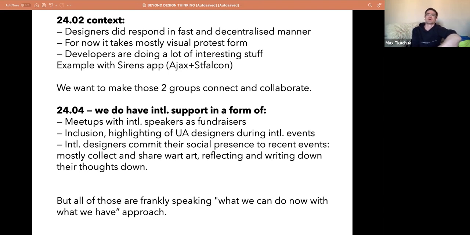So mostly it's collect and share war art, reflecting and writing down their thoughts, reliving this, living through this. But those all are, frankly speaking, a what-can-we-do-now-with-what-we-have approach. We had no time and we did this, good for us.